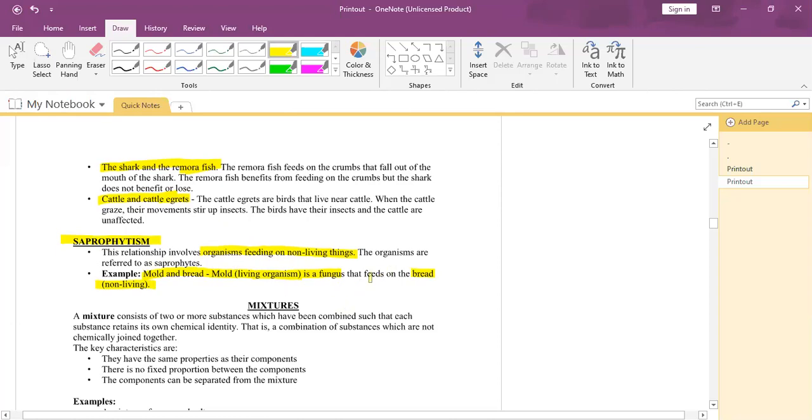Okay. So these are the four types of feeding relationship that you should also be thinking about when you have a question. So parasitism, mutualism, commensalism, and saprophytism.